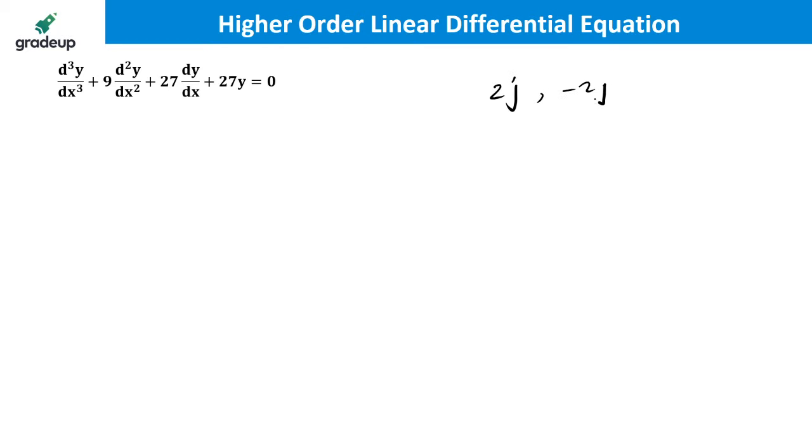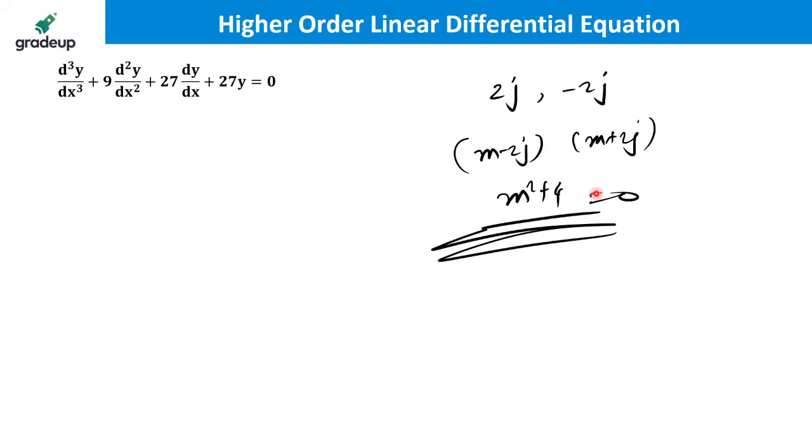2j and minus 2j. m minus 2j, m plus 2j, this will be m square plus 4. These are the roots of this equation, but we needed the roots of this equation.